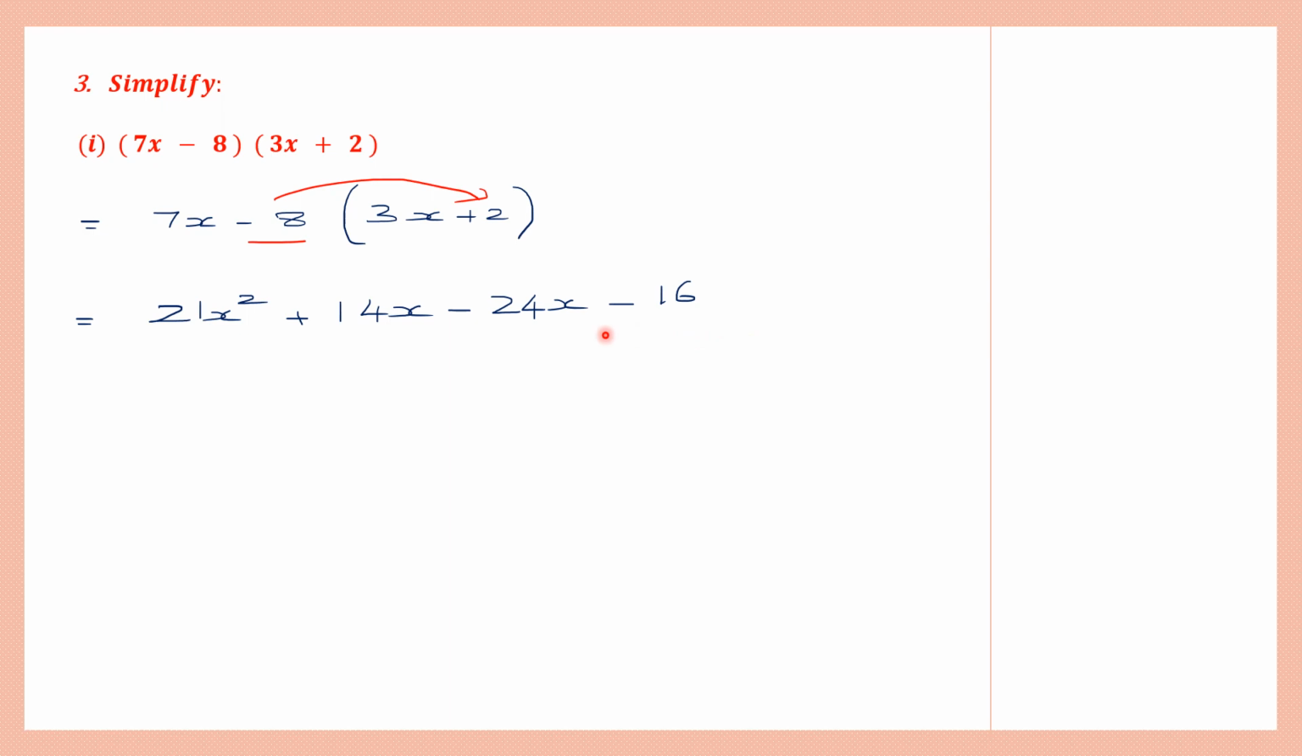We don't have another x square here. Now here we have an x and an x, so these two are like terms. So we have to solve this next. The first one, we write down as it is, 21x to the power of 2. Now here plus 14 minus 24, signs are different. Put the sign of the bigger number and subtract. 24 minus 14 is 10, 10x minus 16. So this is our final answer, 21x square minus 10x minus 16.